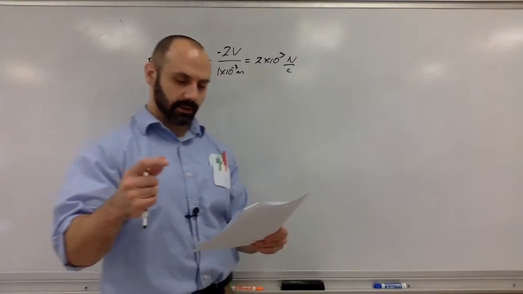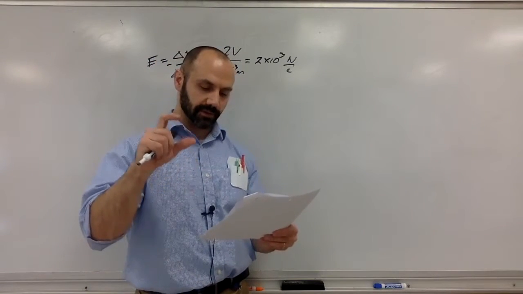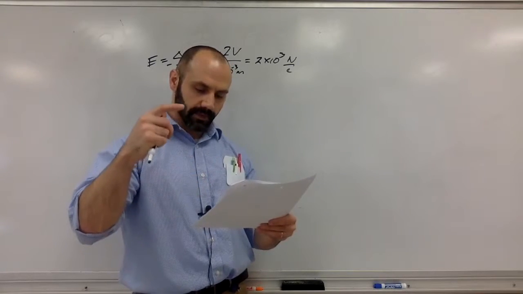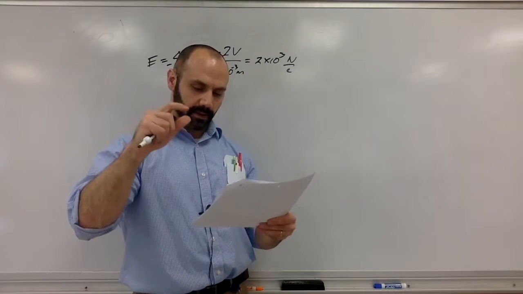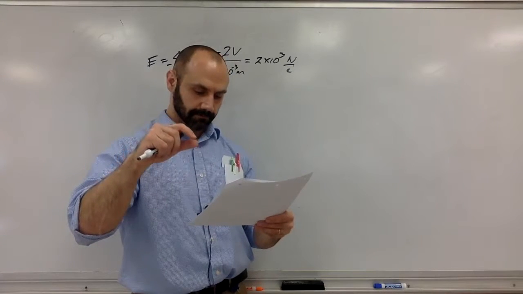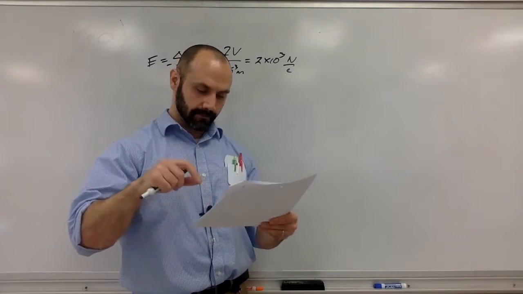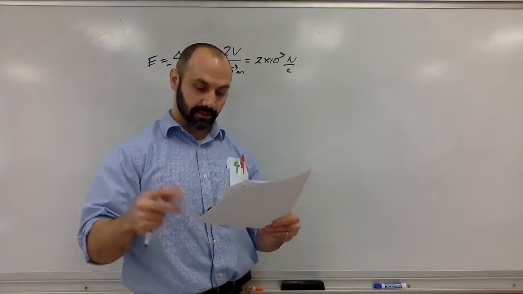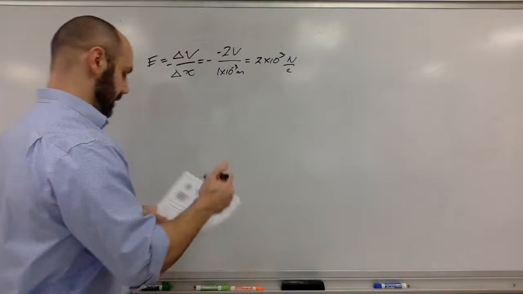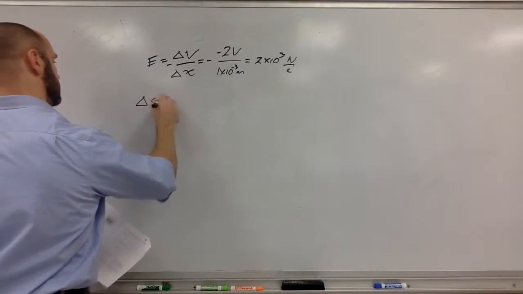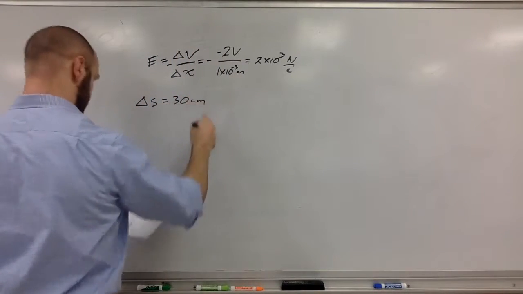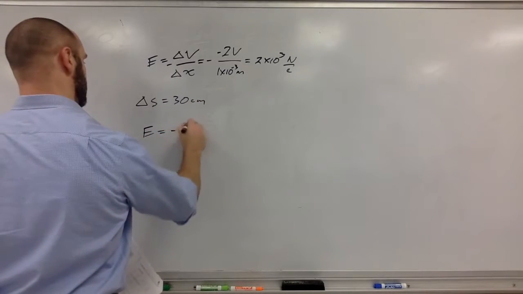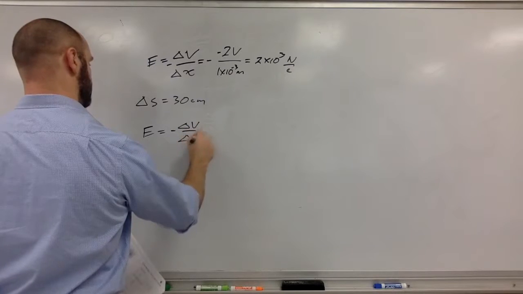One key thing you need to know here is that the difference between the top of this person's head and that electric field line is about 30 centimeters. Okay, so delta S is about 30 centimeters. Okay, so anyway, electric field then is again negative delta V over delta X.